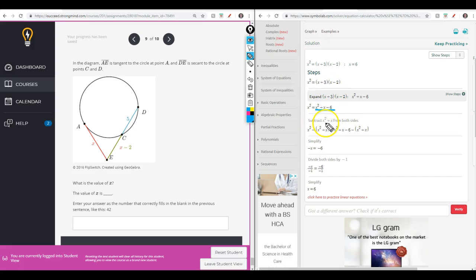Then they said to subtract x squared plus x from both sides. They're doing this in one step. You can technically do it in two steps. You could subtract x squared first and then subtract x. They're just doing it in one step. So we'll talk through this. x squared minus x squared reduces down to 0. And then we still have this minus.